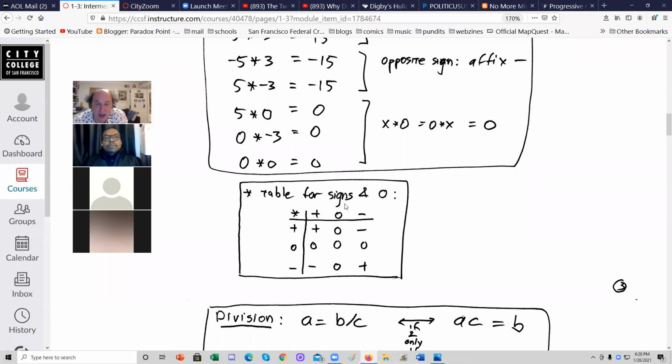So you can make it kind of a times table. If you're multiplying plus, 0, or minus times plus, 0, or minus, then, well, plus times plus is plus, plus times 0 is 0, plus times minus is minus, this way and that way. 0 times anything is 0, so you get all these zeros here. And minus times minus is plus.